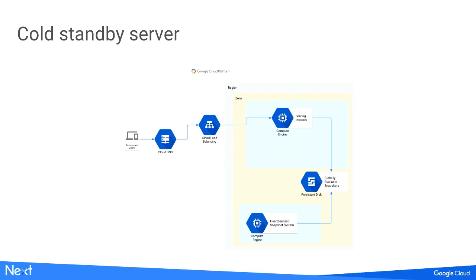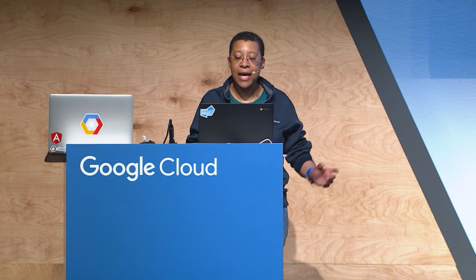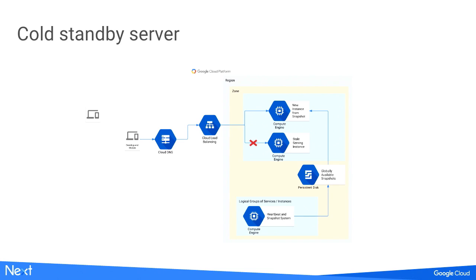The heartbeat and snapshot instance runs a cron job at regular intervals to snapshot the serving instance, and it also checks the health of the serving instance at regular intervals. If the heartbeat and snapshot instance detects that the serving instance has been unresponsive for a specified period of time, it instantiates a new serving instance using the latest snapshot and adds the new instance to the managed instance group. When the new serving instance comes online, the HTTPS load balancer begins directing traffic to the new instance.